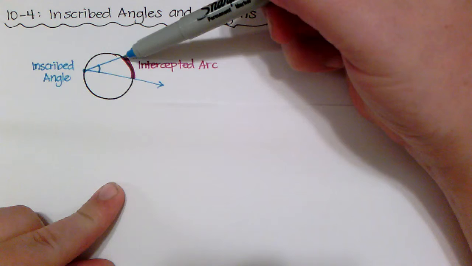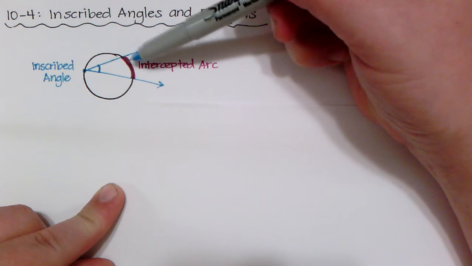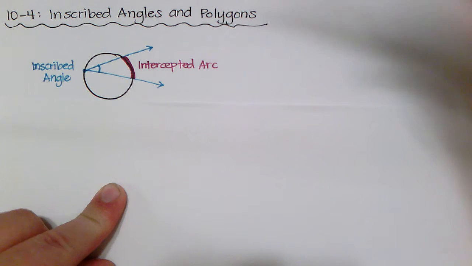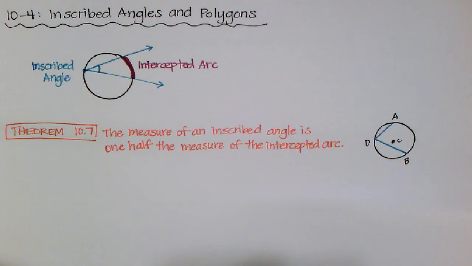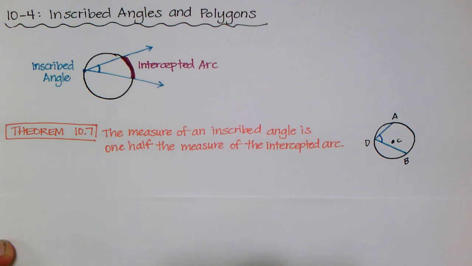And the arc that is formed from where the two rays cross the circle is called the intercepted arc. Okay? There's some valuable information in knowing that, which we're going to learn in some of our theorems today. So let's talk about Theorem 10.7. Theorem 10.7 says that the measure of an inscribed angle, so the measure of this angle right here, is 1/2 the measure of the intercepted arc.